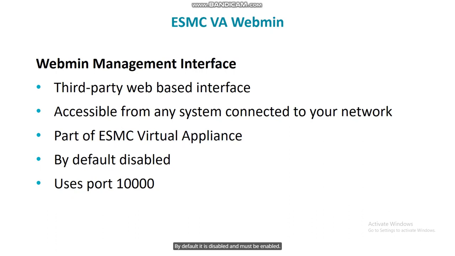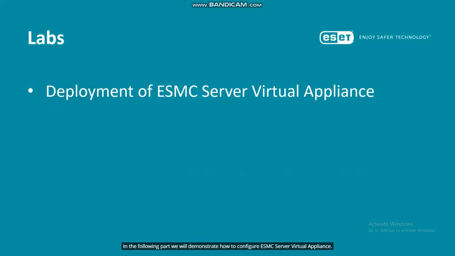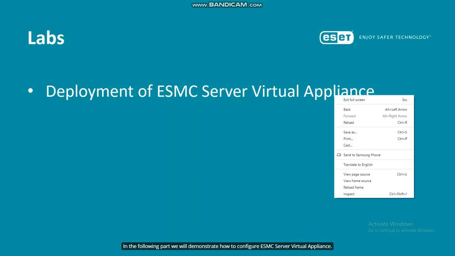By default, it is disabled and must be enabled. It uses port 10,000. To access Webmin, type the IP address and port 10,000 in your web browser. This screen shows you the Webmin interface. In the following part, we will demonstrate how to configure ESMC Server Virtual Appliance.